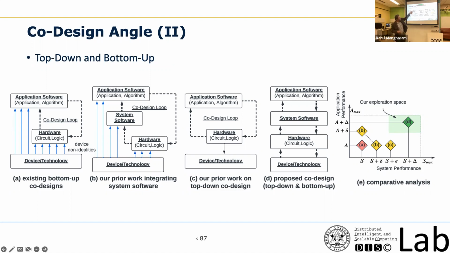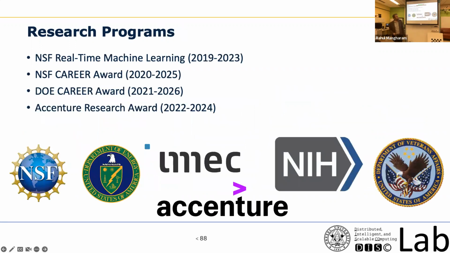So now we have application, software, hardware, and technology all working together to do optimizations. And we can do top-down or bottom-up. That means some application features can lead to new device technology optimizations. Some device technology features can be incorporated at the application level to do new application development. So this is where we are going towards. I'll end it over here. These are some of the programs that I'm running at Drexel.